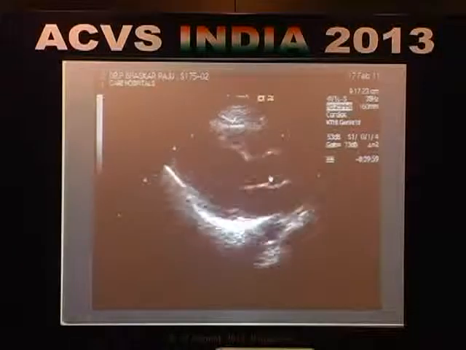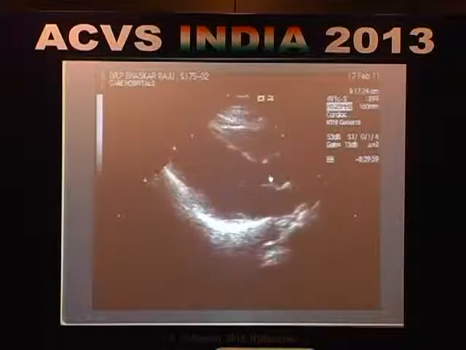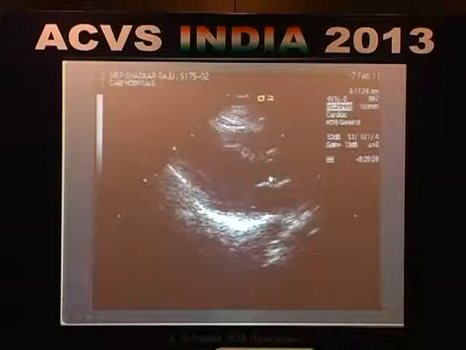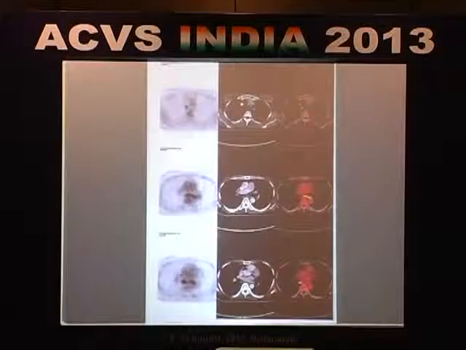So look at this echocardiogram. I don't want you to go into the details in any case, just to show you that there is wall motion abnormality. Then this is the PET CT that was done. Then look at the lymph nodes. This is the uptake, FDG uptake. This is the place where we picked up the thoracoscopic biopsy, which proved to be tuberculosis.